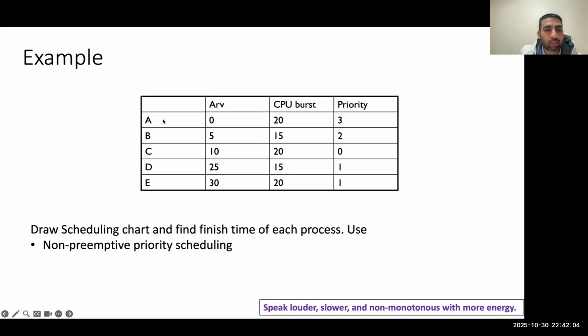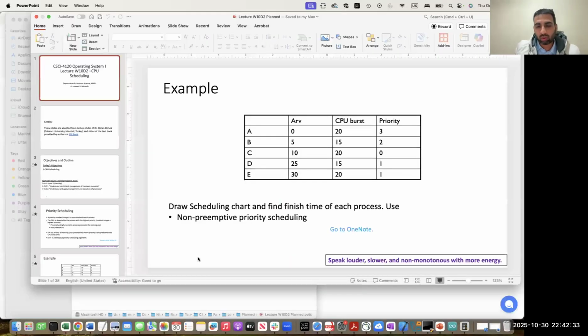Okay, so let's do an example now. Suppose you have these processes A, B, C, and D with the given arrival time and CPU burst time and the priorities 3, 2, 0, 1, 1, right? Draw a scheduling chart and find the finish time of each process. Use non-preemptive priority scheduling. So you need to do priority scheduling, but the non-preemptive one, okay? And you need to find the finish time of each process. Okay, I'm going to OneNote to do it quickly.